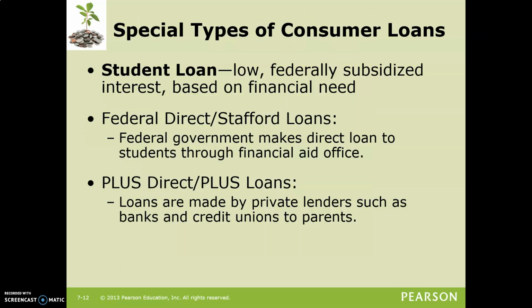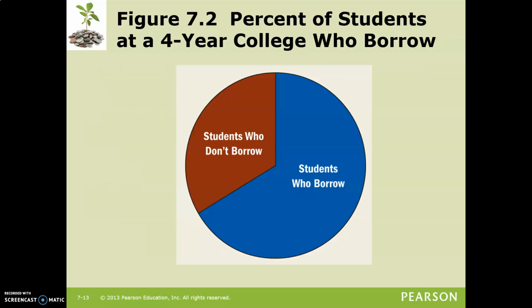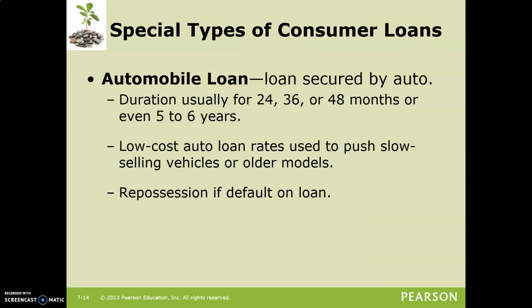So in the US, they have student loans. This is low federally subsidized interest based on financial needs. In Malaysia, we do not have student loans. We have PTPTN with a very minimal interest rate, and students are supposed to pay. There is a scheduled payment after you work. So figure this one's percentage of students at a 4-year college who borrow. Yeah, there is a higher percentage of students who borrowed compared to students who do not borrow.